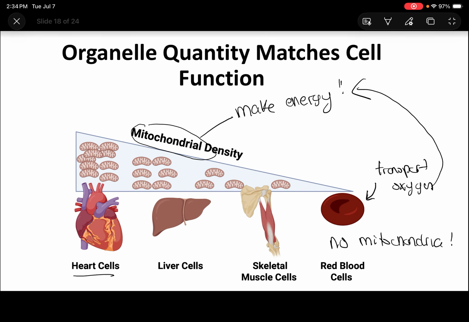And we'll see these organelles come up over and over again as we start to learn more about specific cellular processes.